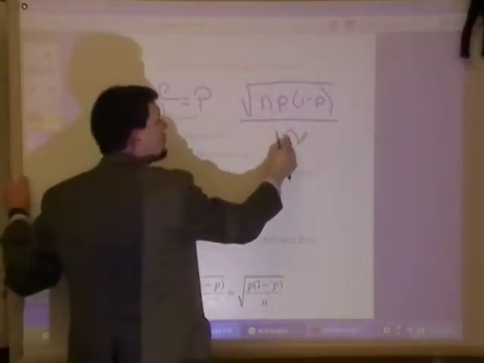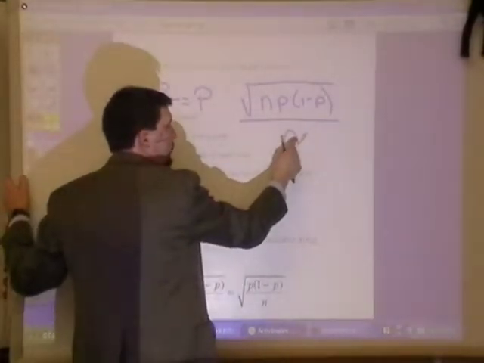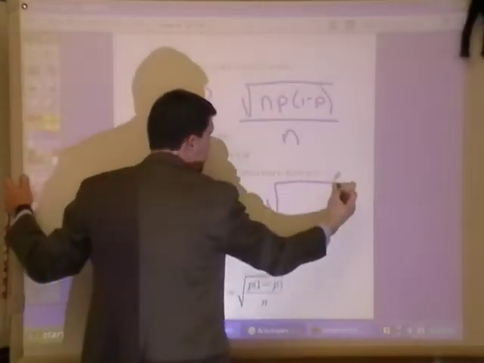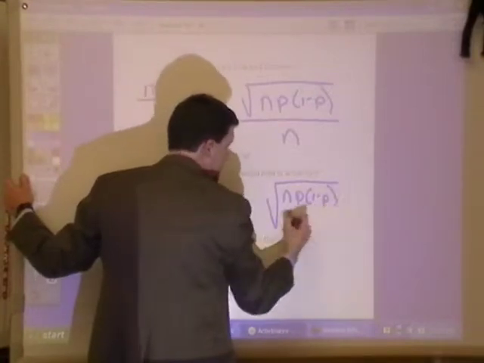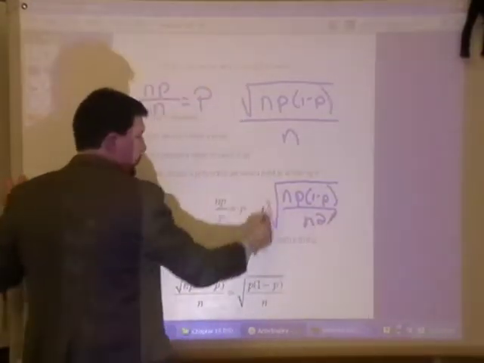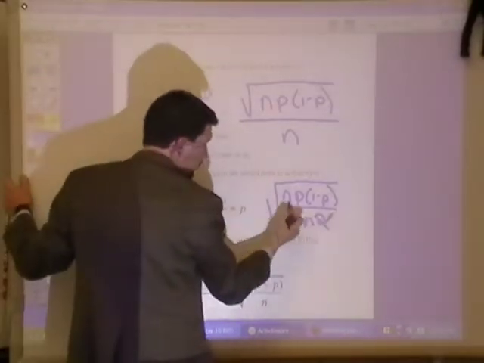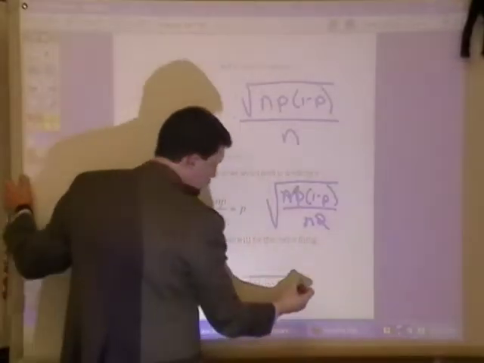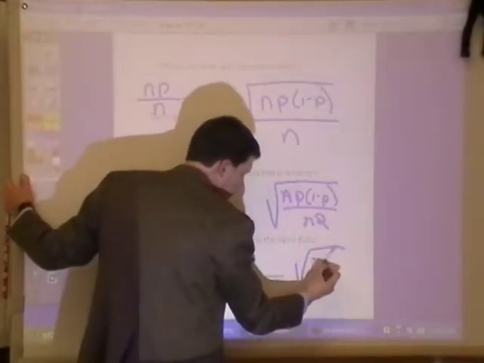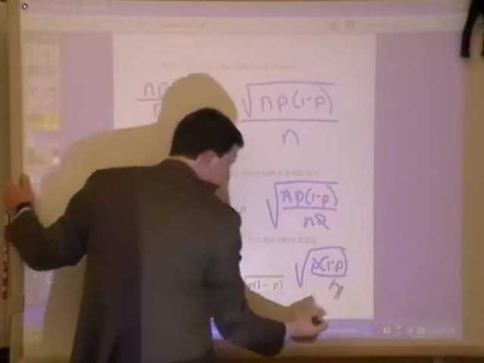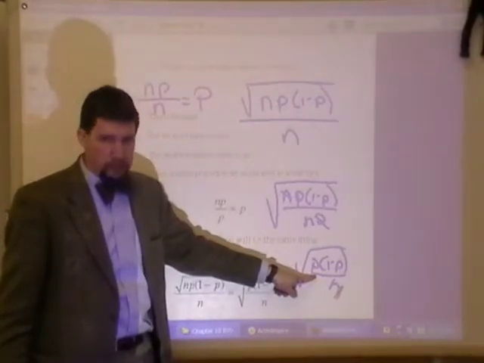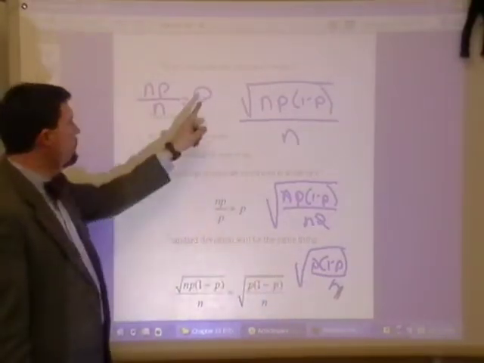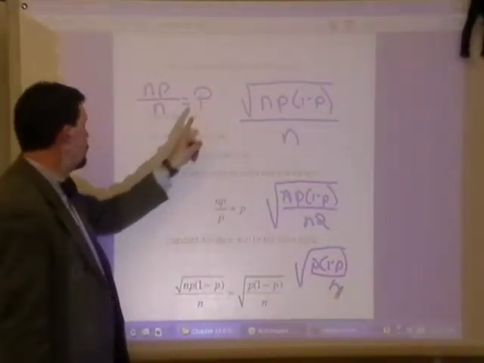And in order to bring this into the square root, I would have to square this. So this would end up being the square root of N times P times 1 minus P over N squared, to bring it into the big square root, and then the square and the N cancel, and you get the square root of P times 1 minus P over N. This is the standard deviation of the sampling proportion. This is the mean of the sampling proportion.